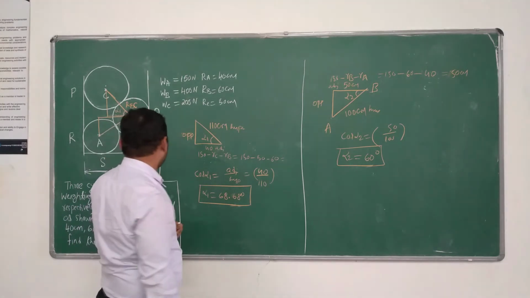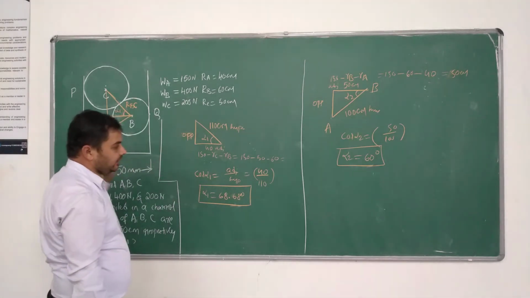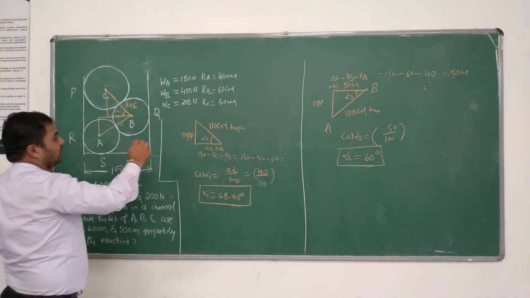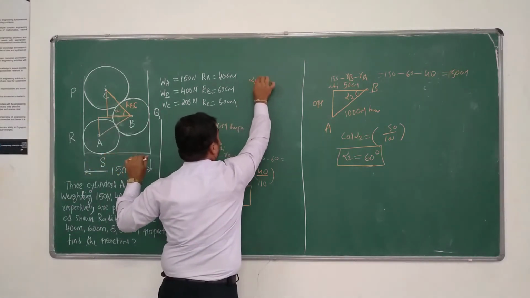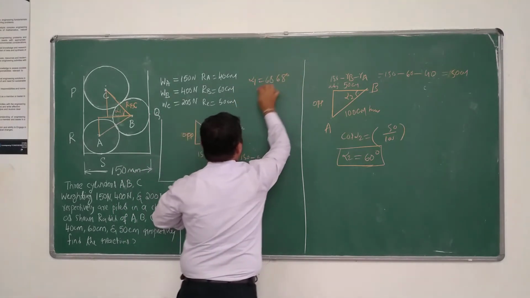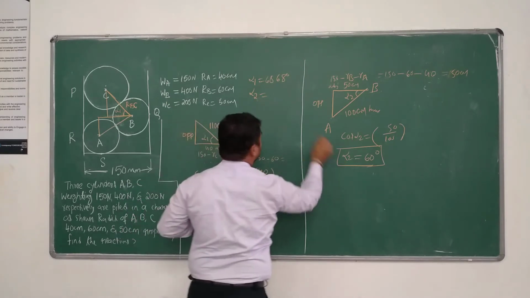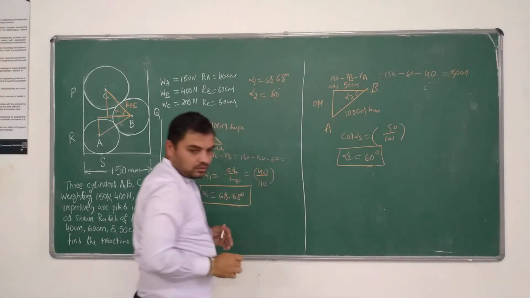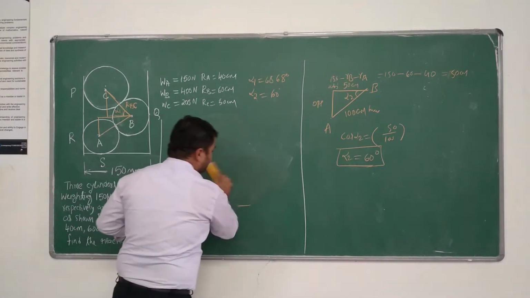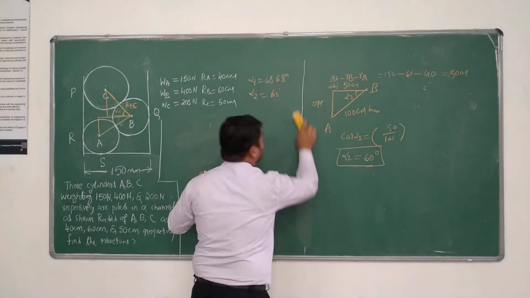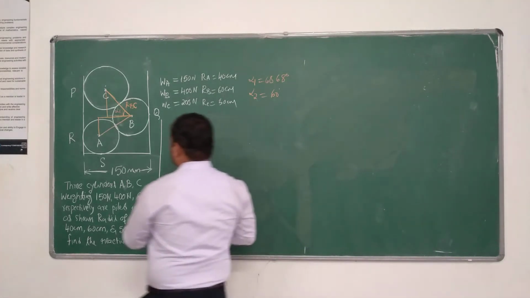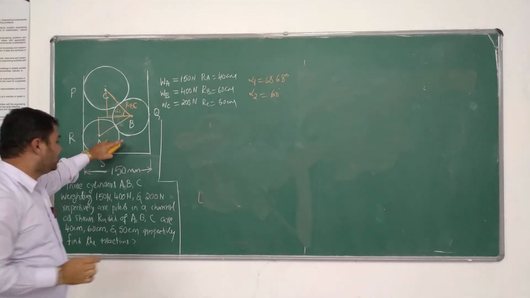So let us write down the free body diagram separately for each sphere. I'll write down the values here: alpha 1 is equal to 68.68 degrees and alpha 2 is equal to 60 degrees. Now, for the free body diagram, I'll remove this line also. I need more space to write it down. So let us write down the free body diagram for sphere A.